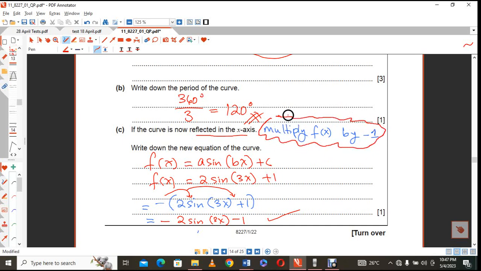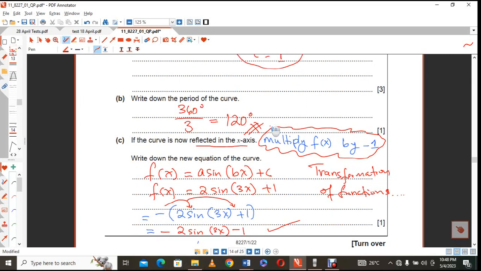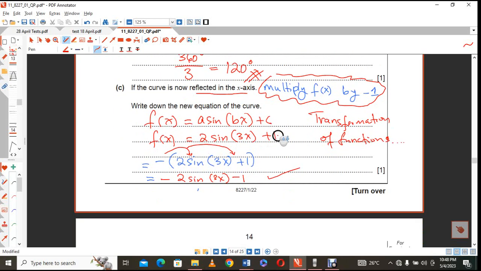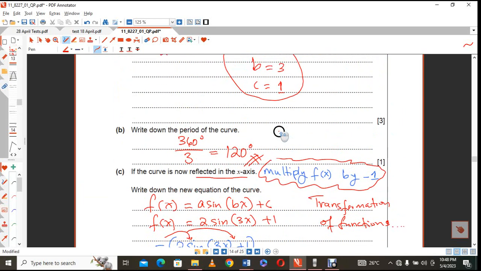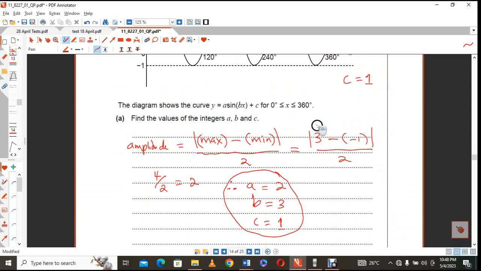Otherwise, you will not be able to solve this question, transformation of functions. Please refer to it. You will see I have done what happens when a function is transformed. There are stretches and there are compressions that are taking place and reflections about the x-axis or the y-axis. All right, so these were the questions on trigonometry that were in last year's paper.